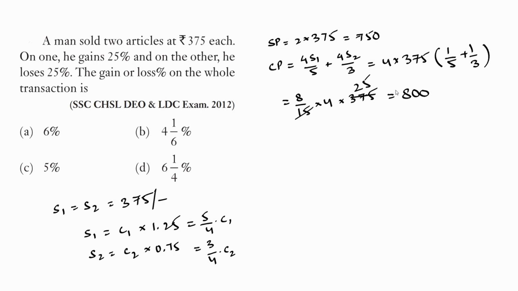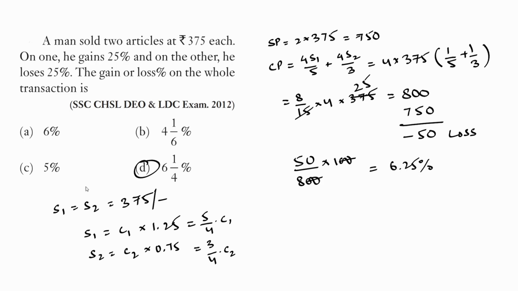So the cost price is 800. The selling price is 750, so there's a loss of 50 rupees. What's the loss percentage? That's 50 divided by 800, which would be 6.25. This would be the answer.